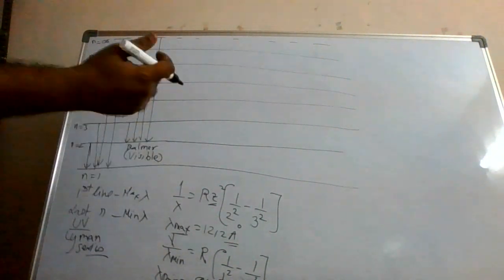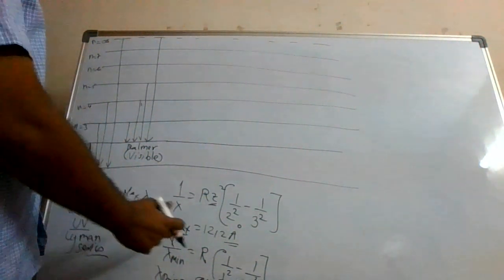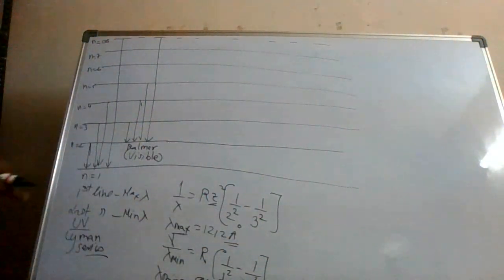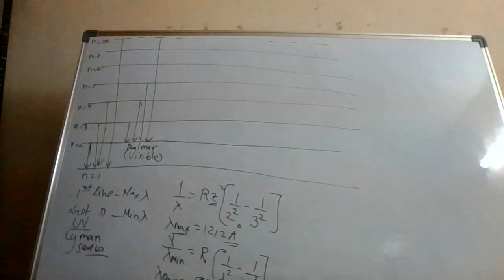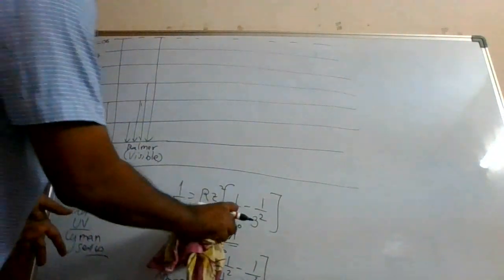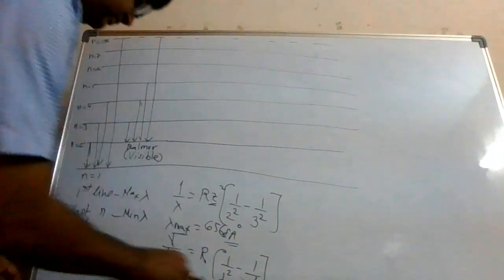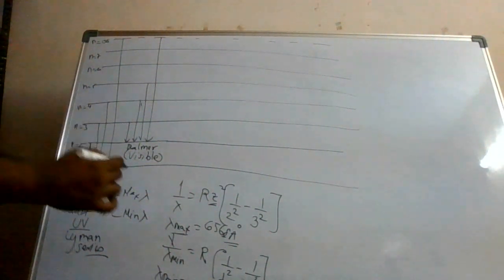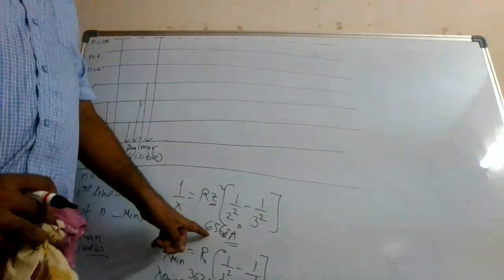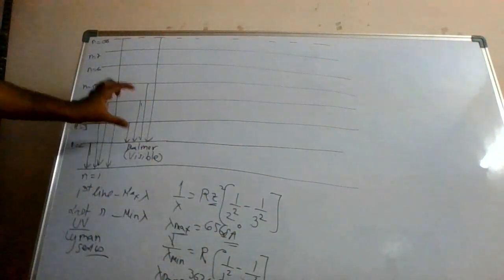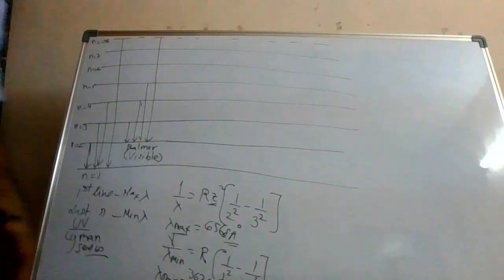If you make all these calculations, again the same logic. For the first line, the lambda maximum value will change, and when you put infinity here, you will get the lambda minimum value. So here the values are slightly different. Here lambda maximum is 6568, and this is 3636 angstroms. So this is the minimum value, this is the maximum value. From 3 to 2 is the first value, from infinity to 2 is the last value. That corresponds to lambda minimum.